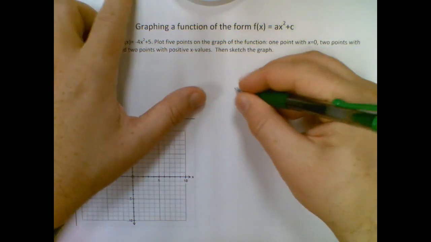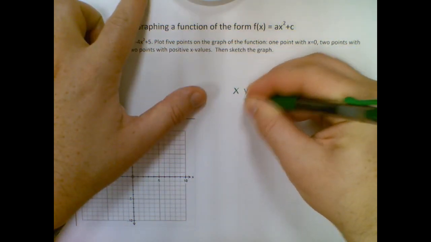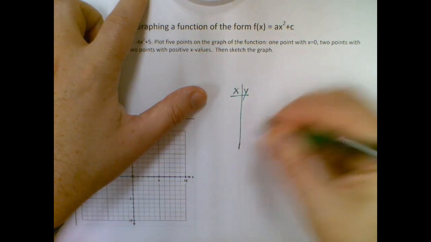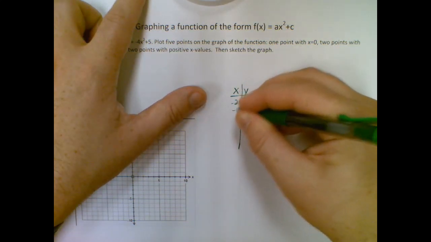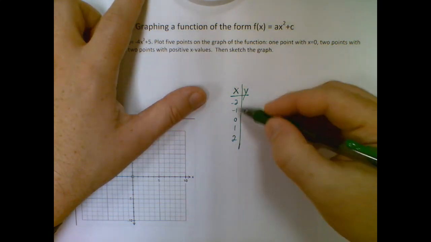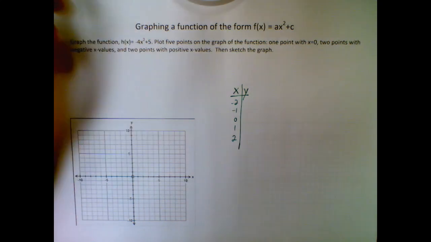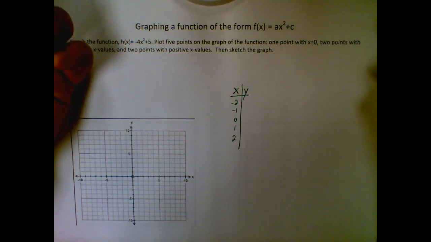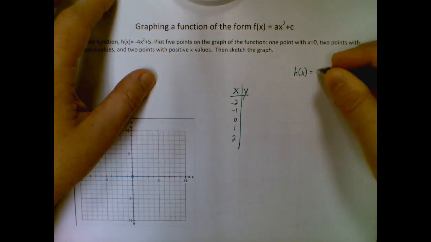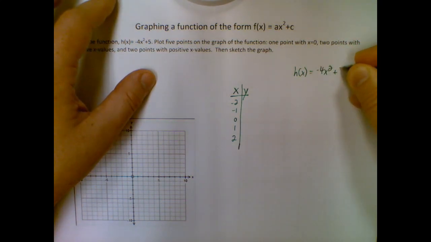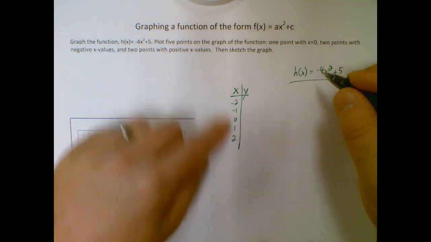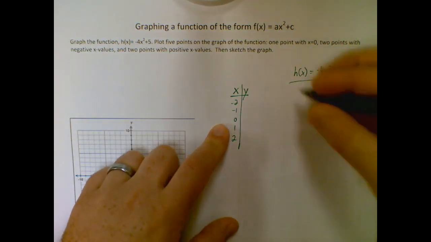Alright, so I need a table for my points. And I'm going to use kind of my traditional 5 points that are centered around 0. So negative 2, negative 1, 0, 1, and 2. So 2 negatives, 0, and 2 positives. Then I'm going to need to figure out what those values actually are. So I'm going to be using h of x equals negative 4x squared plus 5. I'm going to replace each of these x values in for my x's.